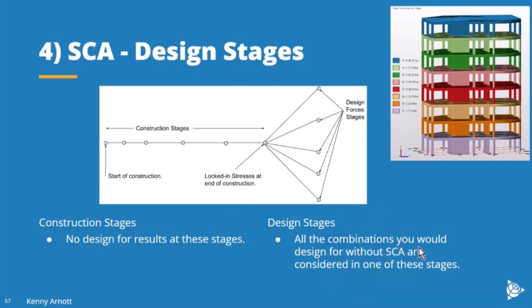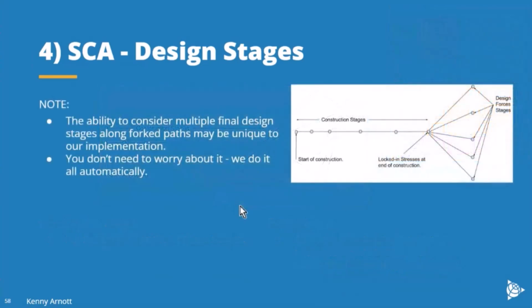So as I say, all the combinations you would normally consider are automatically assigned to one of these stages. And again, a bit of a reminder that this concept of construction stages and design stages and this forked path in a stage construction analysis is something that might be unique to our implementation of stage construction analysis, but it's also something that you don't need to worry about. We take all those combinations that you normally design and we automatically assign them to these design stages. So it's a very automatic process.